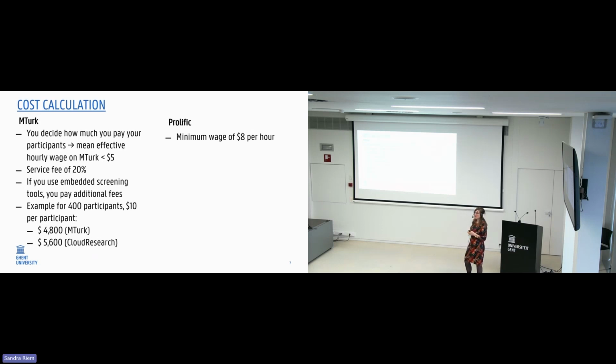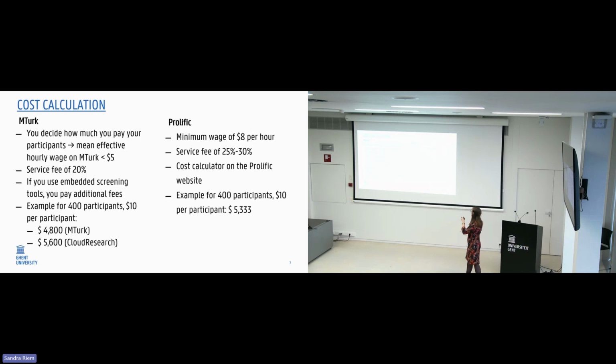Prolific, you have a minimum wage. So therefore, sometimes it has been said that Prolific has higher quality observations than mTurk, probably because you have these more restrictions like a minimum wage of $8 per hour. You have to pay a service fee of 25 or 30%, and there is a cost calculator on the Prolific website. So I did the same thing.